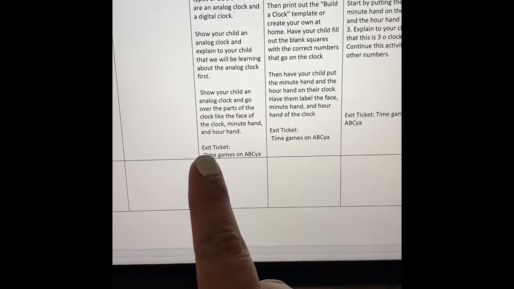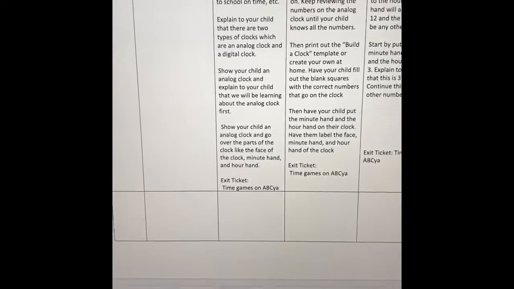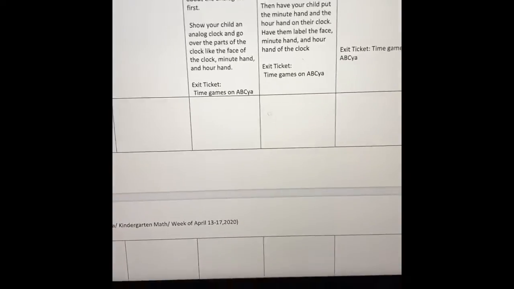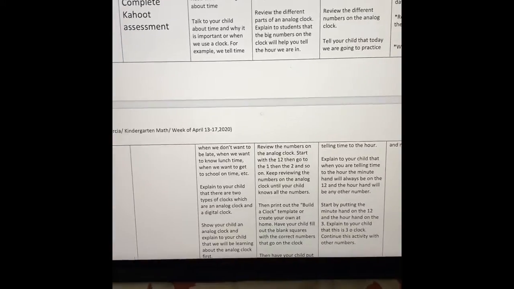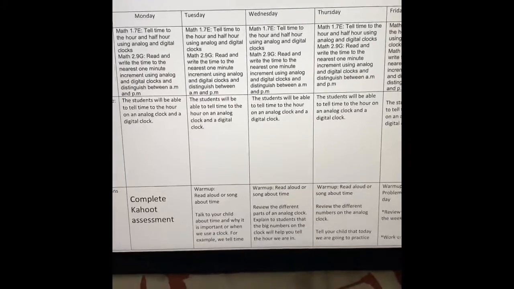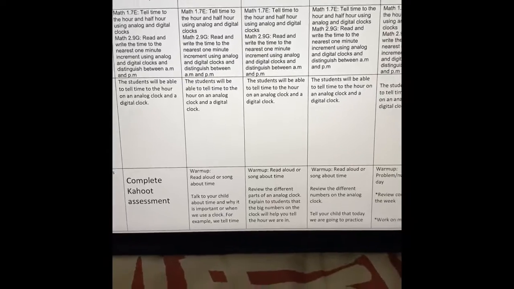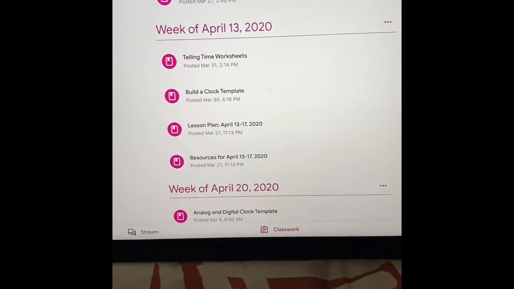And then the exit ticket, which remember, an exit ticket is always a way to end a lesson or to see if your child understood the material of that day. So the exit ticket would be time games on ABC. So that's it for Tuesday. And for this week, we're just going to be focusing on telling time to the hour using an analog clock. So we will only be focusing on telling time using an analog clock. And then the week after this week, we'll be focusing on the digital clock. So then that is our lesson plan.